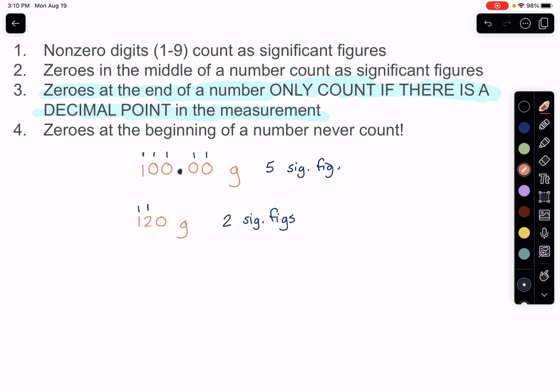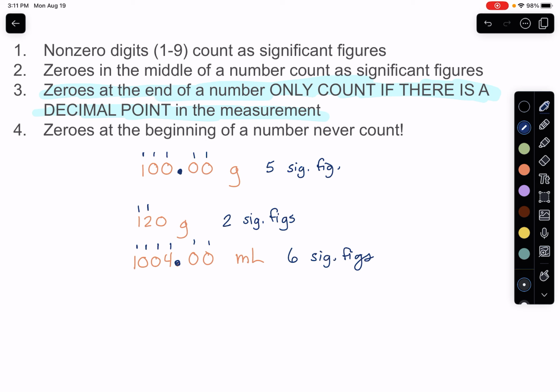All right, next. Let's say I have 1004.00 milliliters. This one uses all 3 of the rules we've gone over so far. I count the 1 and the 4 because those are non-zero digits. I count these 2 zeros because they are sandwiched in between the 1 and the 4. They're sandwich zeros, they count. And then this number does have a decimal point, so I can count both of the zeros at the end as well. This number would have a total of 6 significant figures.